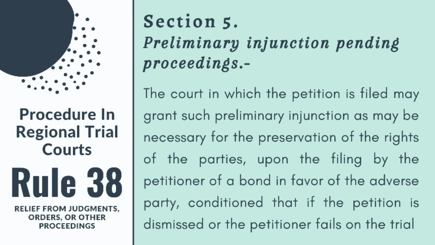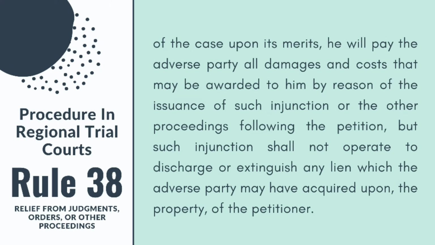Section 5. Preliminary injunction pending proceedings. The court in which the petition is filed may grant such preliminary injunction as may be necessary for the preservation of the rights of the parties, upon the filing by the petitioner of a bond in favor of the adverse party, conditioned that if the petition is dismissed, or the petitioner fails on the trial of the case upon its merits, he will pay the adverse party all damages and costs that may be awarded to him by reason of the issuance of such injunction, or the other proceedings following the petition, but such injunction shall not operate to discharge or extinguish any lien which the adverse party may have acquired upon the property of the petitioner.